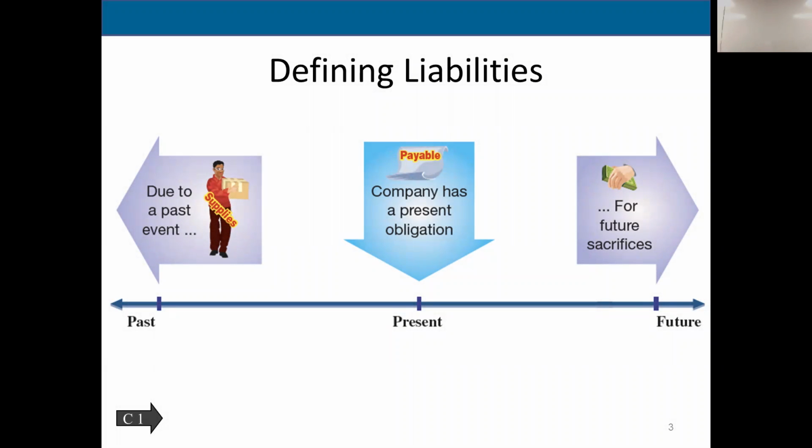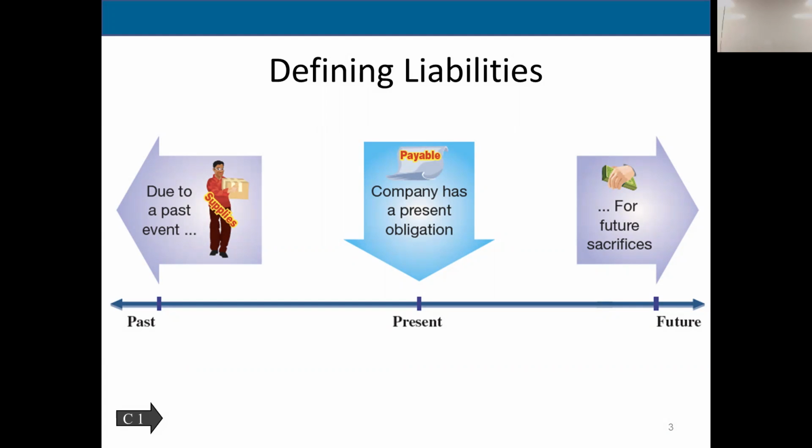All right, back to defining liabilities. Who can define a liability? A liability is the probable future payment of assets or services that we are presently obligated to make as a result of past transactions or events. So let's focus on the past, present, and future. Past, it's an obligation that we presently have due to some past event.